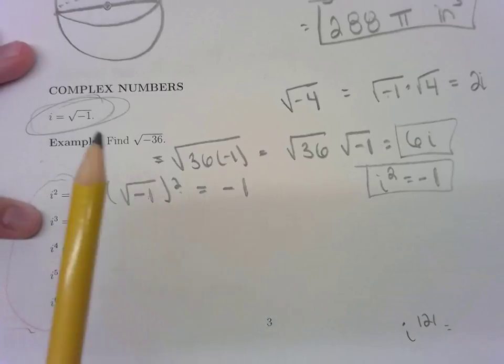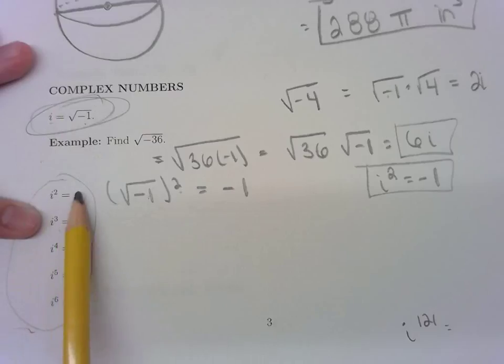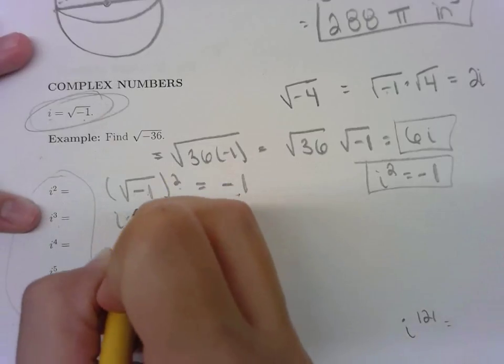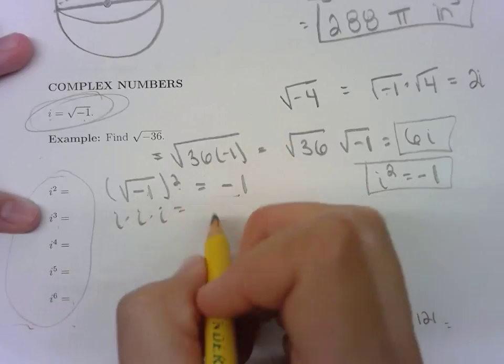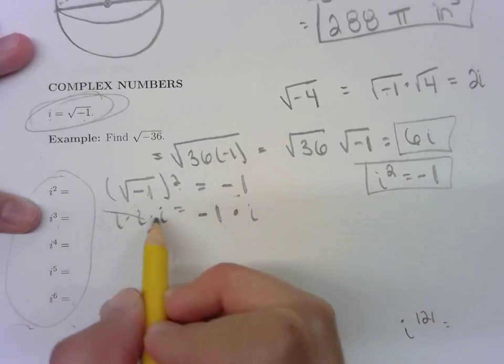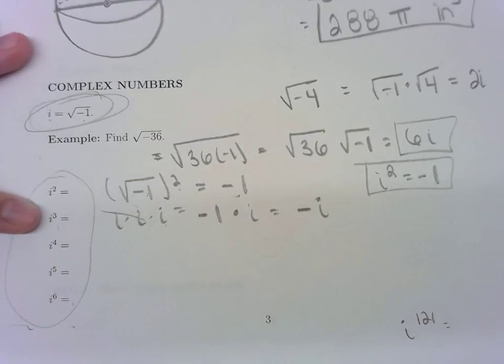Now since we have i is the square root of -1, and we have that i squared is -1, we can find all the rest of these. Something like i cubed, so that is i times i times i. We know that i squared is -1, so this would be -1. Then we have one more i, so this is -1 and this is i. So this would be -i. So i cubed is -i.